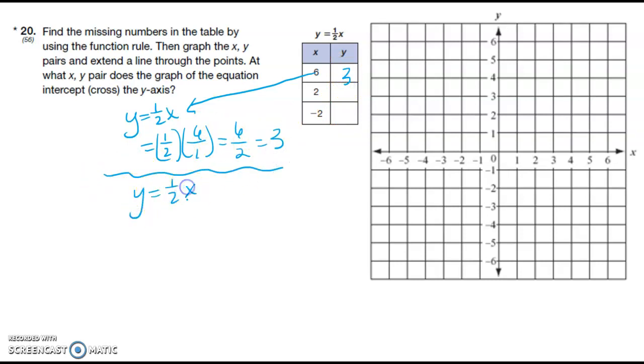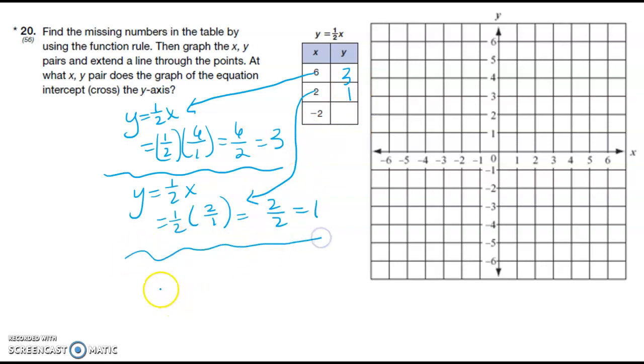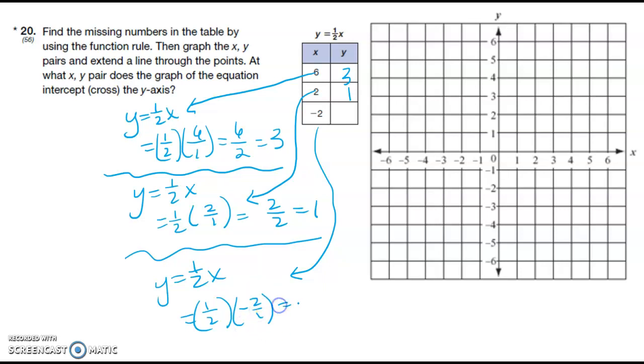So y is equal to 1/2 x, y is equal to 1/2 times 2/1, which gives me 2/2, which is 1. And then one more time, y is equal to 1/2 x, 1/2 times -2/1 gives me -2/2, which is -1. Okay, and I bet I'm supposed to plot it, then graph it. Okay, great. 6, 3, so 6, 3, 2, 1, and -2, -1. So there's my line. I'm not great at drawing lines, but there it is.